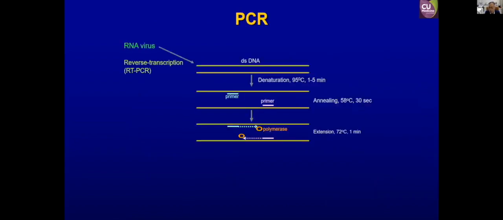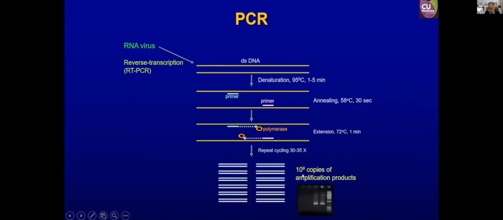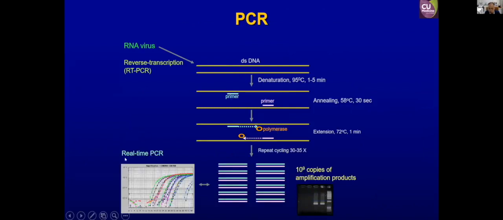Just a quick summary of the PCR concept. You have a nucleic acid and then you design primers to amplify. At the end, you get 10 to the power 9 copies of the product. And then you can detect them using a real-time machine. I think most people will use this method now. And if you look at this signal, those are what we call the CT values, the threshold cycle. That means after a certain number of amplification cycles, you see a signal which is strong enough for you to say this is a positive reaction.